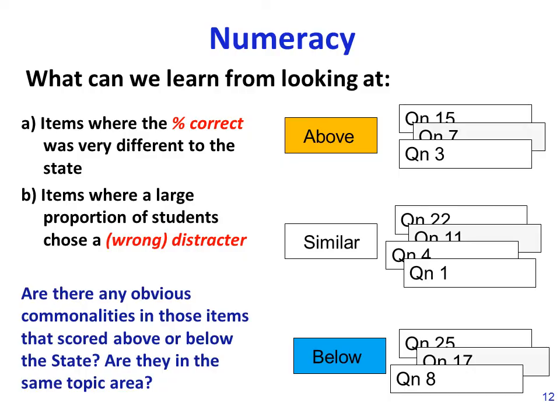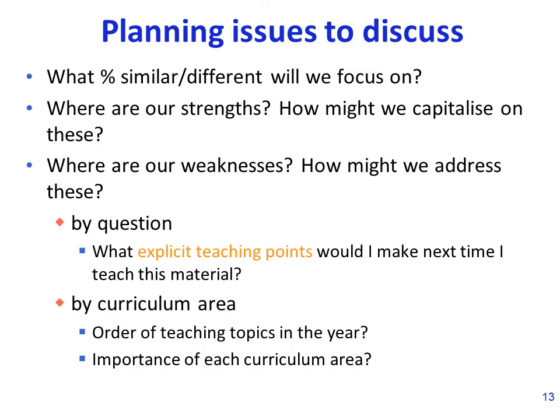So we're looking for, it might be numeracy, and looking for the items where the percentage correct was very different from the state, or where a large proportion of students chose a wrong or distracting answer. Could be that it was a hard item, or there was a problem with the item, but you'll tell by comparing your results with those of the state. Looking for any obvious commonalities in those items to see whether they're in the same topic area or not.